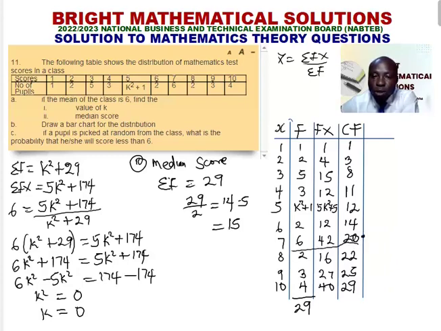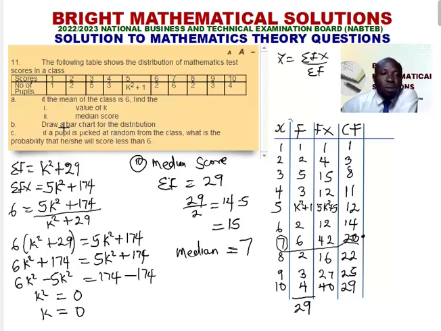What is the value of our x here? So the value of our x is 7. So the median equals 7. So that is the median score of this distribution.